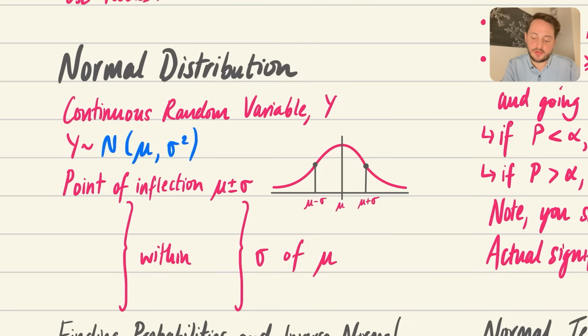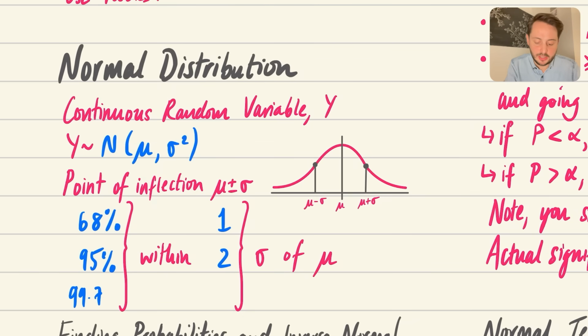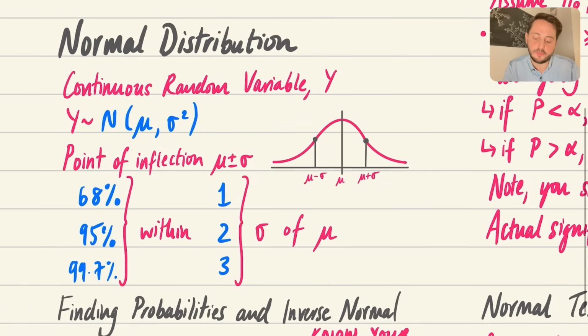So there is a point of inflection, meaning that it changes, it goes from convex to concave at 2 points, at mu minus sigma and mu plus sigma. So these are the 2 points of inflection. You also need to know about how much data there is within particular standard deviations of the mean. So 68% of the data will be within 1 standard deviation of the mean. 95% of the data will be within 2 standard deviations, and 99.7% will be within 3 standard deviations of mu.